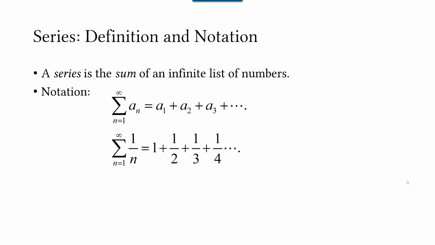Here's an example. We could sum the terms that are the reciprocals of the positive integers. So 1 over n, that would give us 1 over 1 plus 1 over 2 plus 1 over 3 plus 1 over 4 and so on. We'll pay some special attention to this series in a few minutes. That's a series we call the harmonic series, and it's going to be an important example for us. Here's just another similar kind of example. We could add the reciprocals of the squares and get 1 plus a fourth plus a ninth plus a 16th and so on.